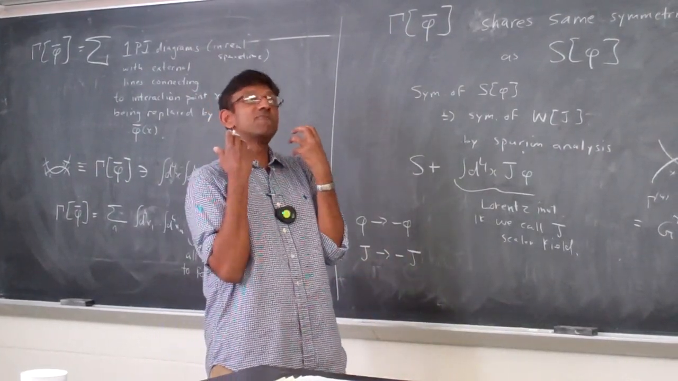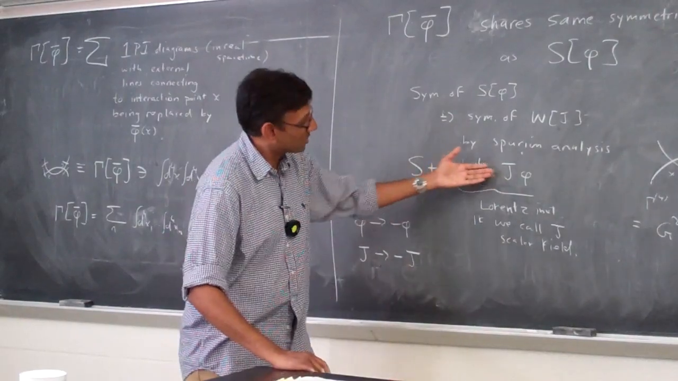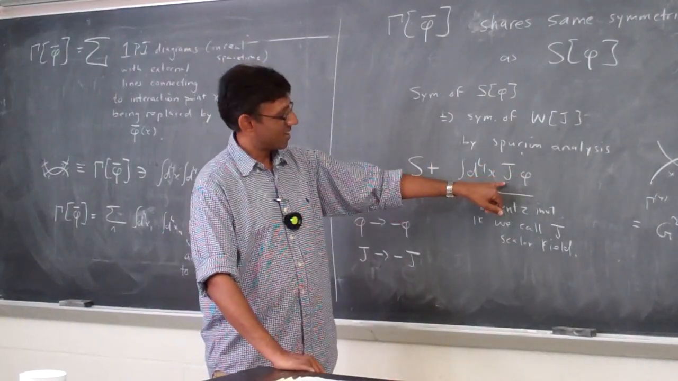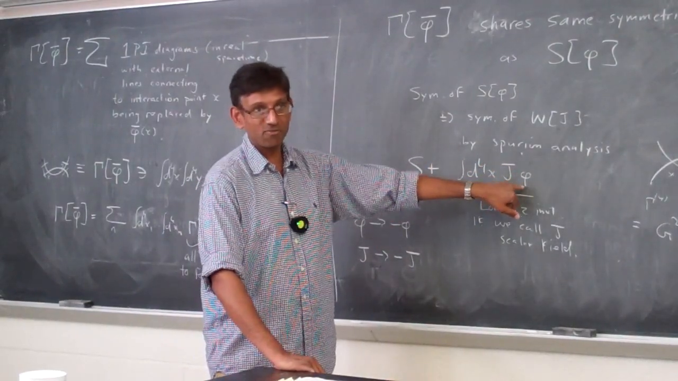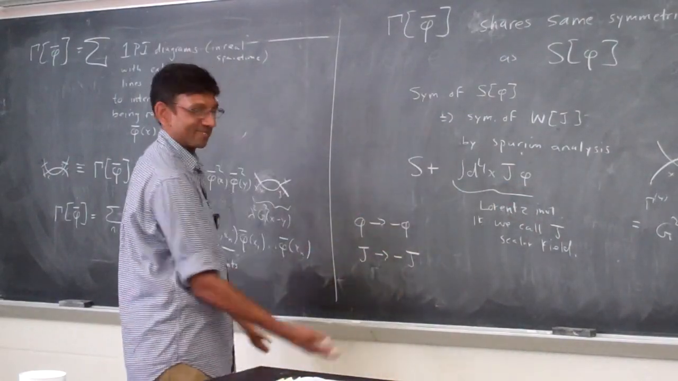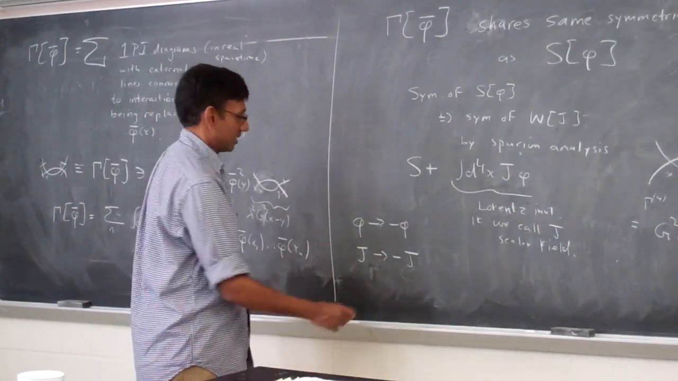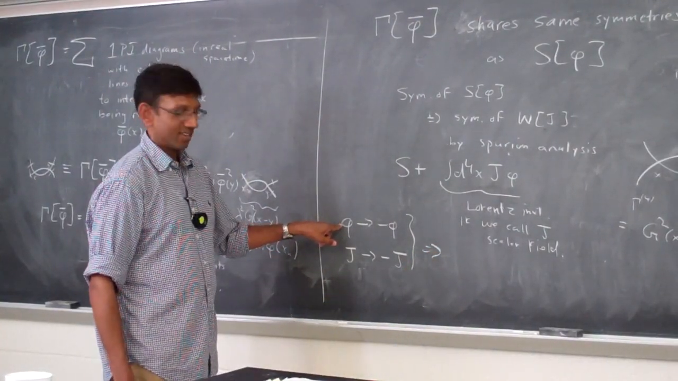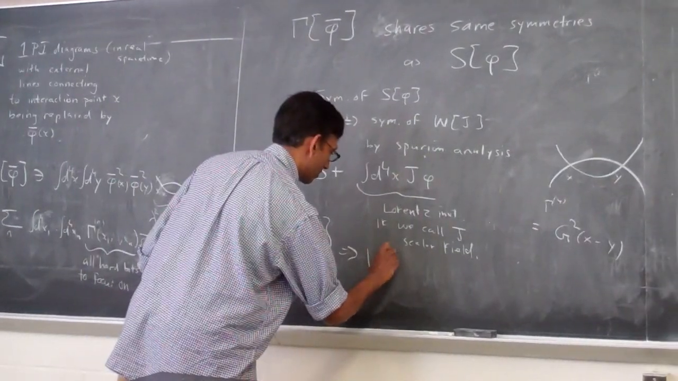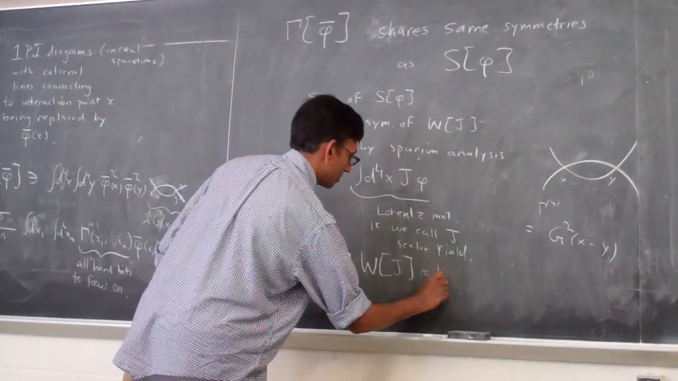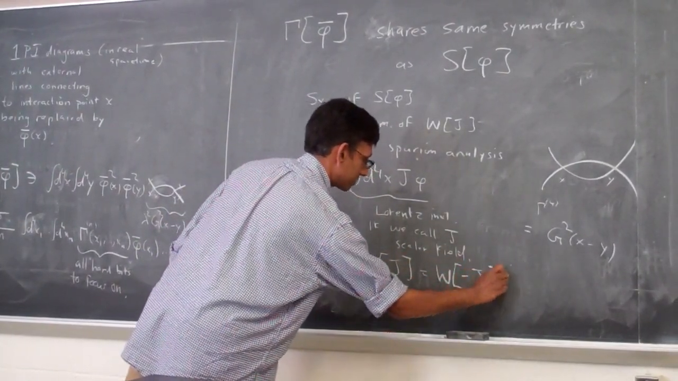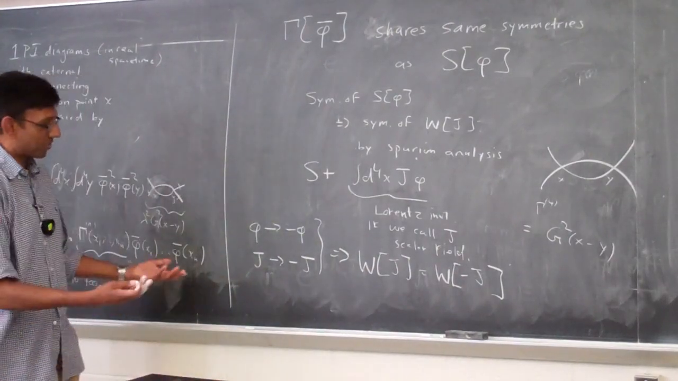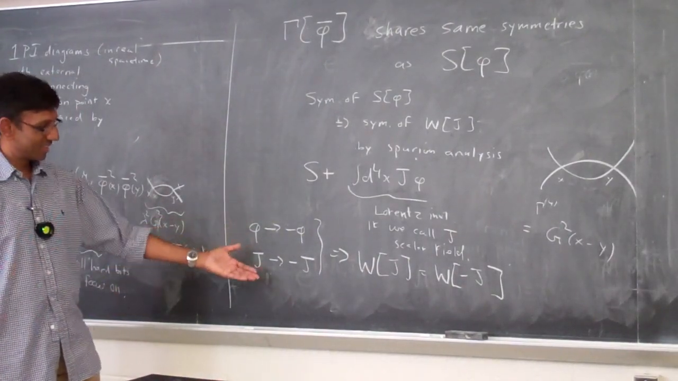But as the variable J, this term is certainly invariant under J goes to minus J, phi goes to minus phi. There's no question. Okay. So this implies that when you do the functional integral over phi, W of J is equal to W of minus J. Right, in the path integral form, this is obvious.